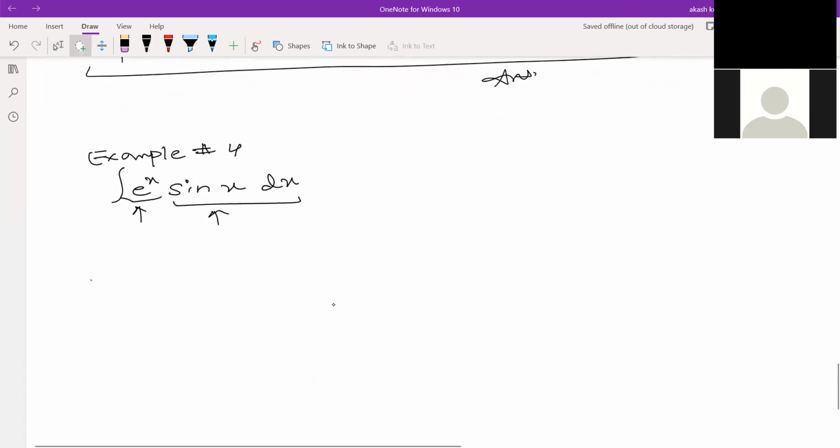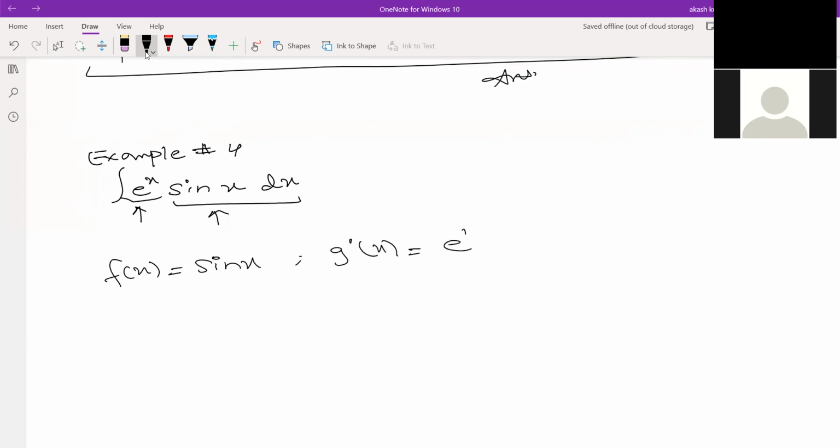Okay, now let's take f of x as sin x, and g dash of x as ex dx. Because I don't want dx with sin x dx. When I differentiate it, it becomes a very confusing function. So when I integrate that, dx is going to be cancelled out.